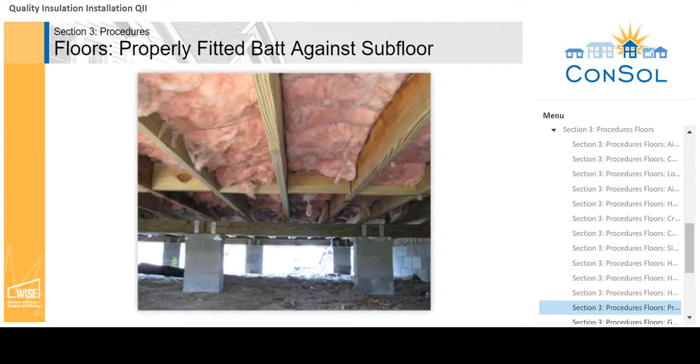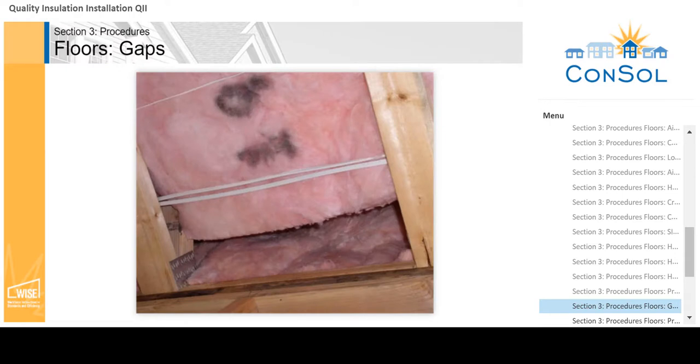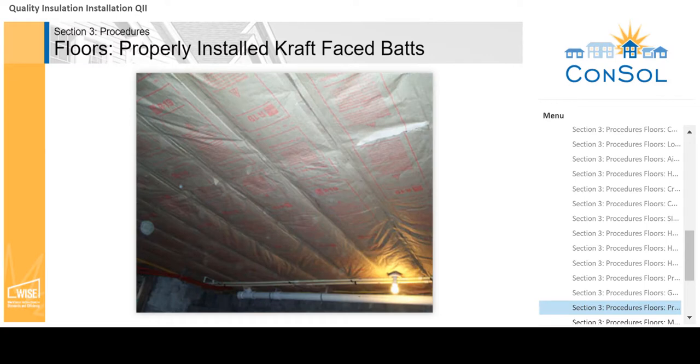In this picture, we can see that the batts are in contact with the subfloor and are properly supported to prevent sagging. Insulation shall be cut to the correct length to prevent gaps at the end or side. Kraft-faced batts have been face stapled to minimize compression.